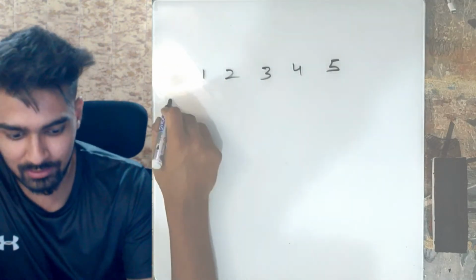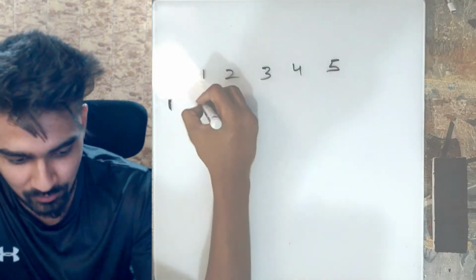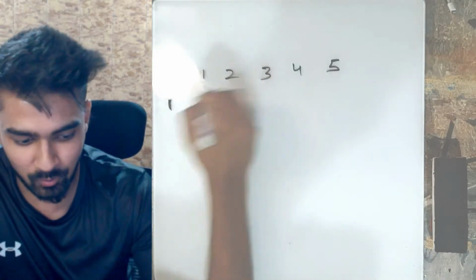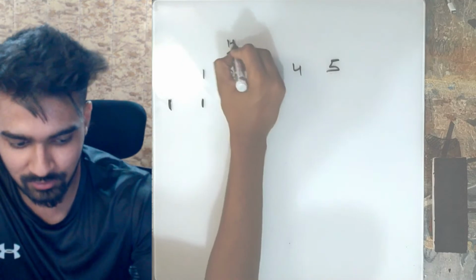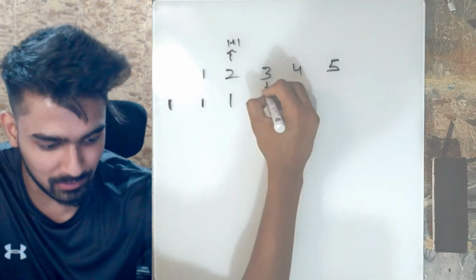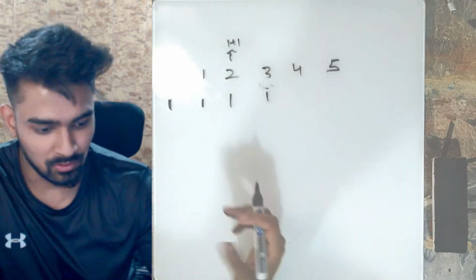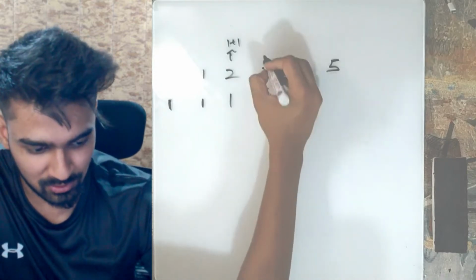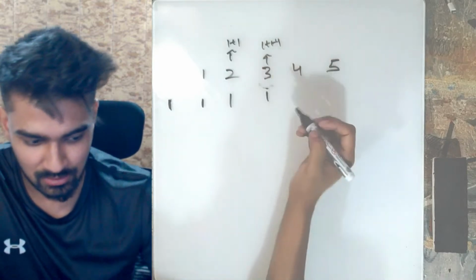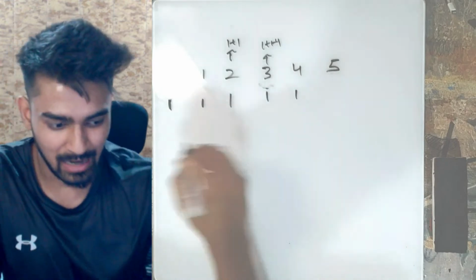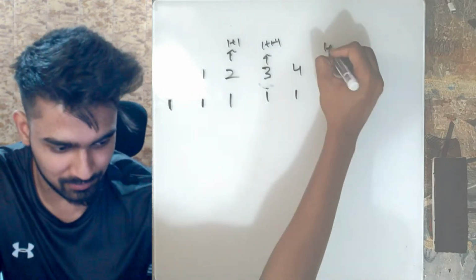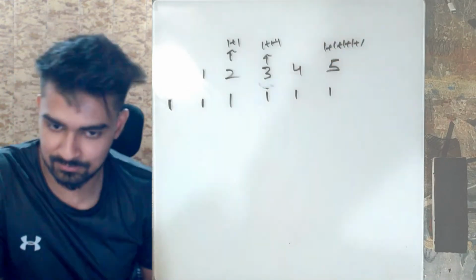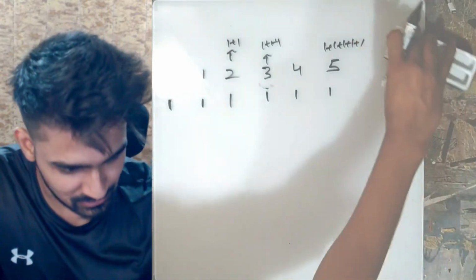If I only had 1, the number of ways to make 1 would be one only, because we can make 1 plus 1 only. The number of ways to make 3 would be 1, because we can make 1 plus 1 plus 1 only. And for 4 also 1 again. And for 5 also 1, because we can make 1 plus 1 plus 1 plus 1 plus 1 only. Okay, so this is done.